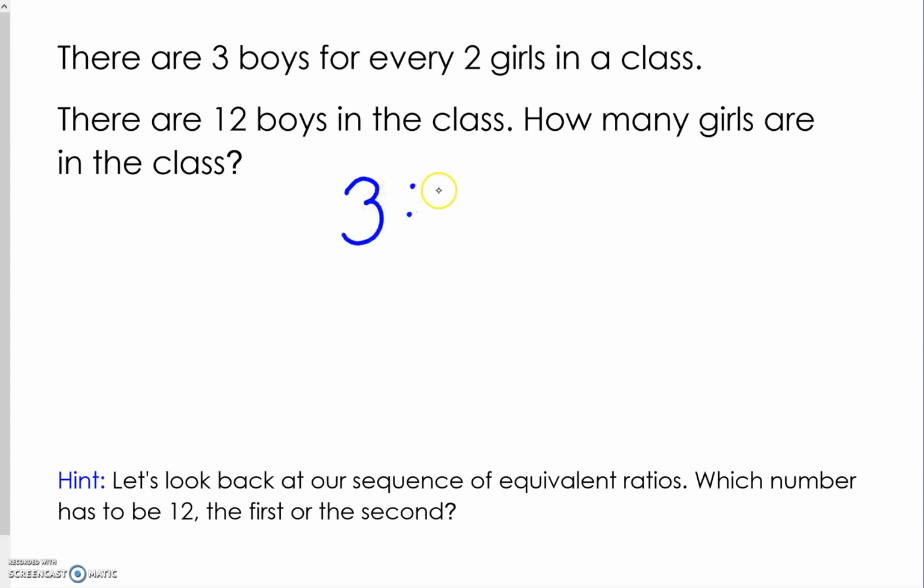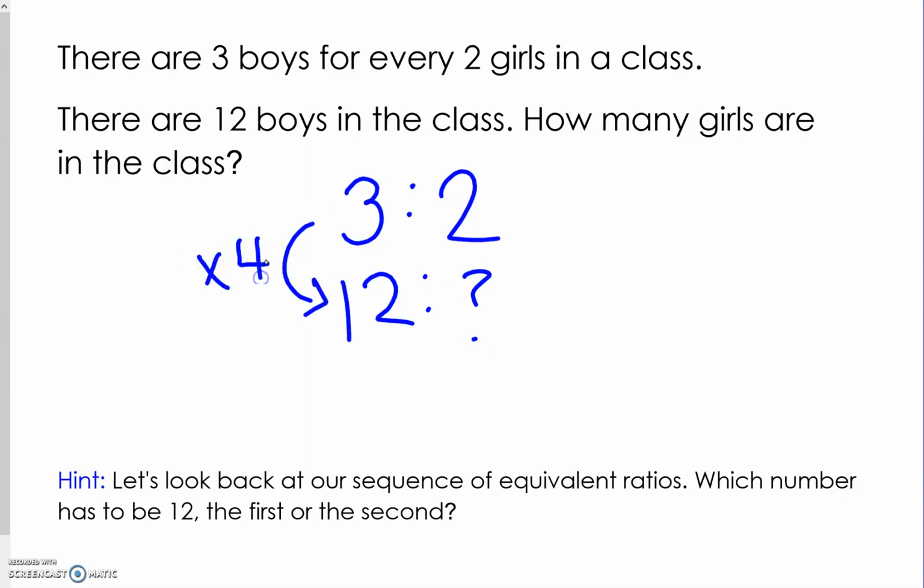3 boys for every 2 girls. If there are 12 boys, how many girls are there? To go from 3 to 12, we multiply by 4. 2 times 4 is 8. Therefore, our ratio is 12 to 8.